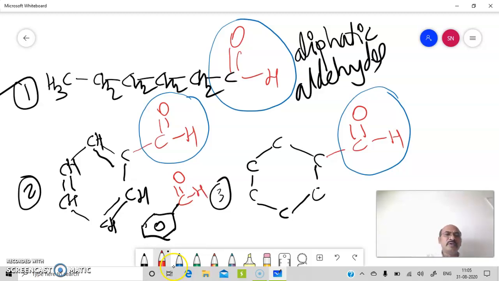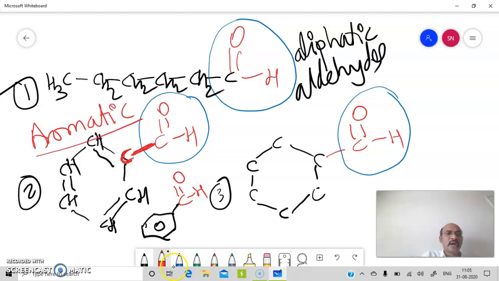Now such type of compounds in which the aldehydic group is directly connected to a carbon of the aromatic ring, a carbon of benzene, such aldehydes are called aromatic aldehydes. So what are aromatic aldehydes? If the aldehydic group is directly connected to an aromatic ring's carbon, the aldehydes are called aromatic aldehydes.